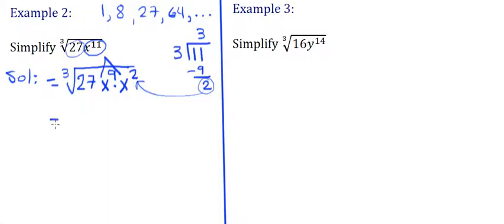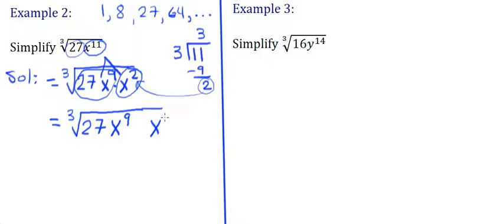Okay, now simply organize this. Right up front, write the stuff that has an exact cube root. 27 has an exact cube root, so write it up front. X to the 9 also has an exact cube root, in the sense that 9 is divisible by 3. 3 goes evenly into 9, so this is exact. And the stuff that is not a perfect cube, write it at the end.